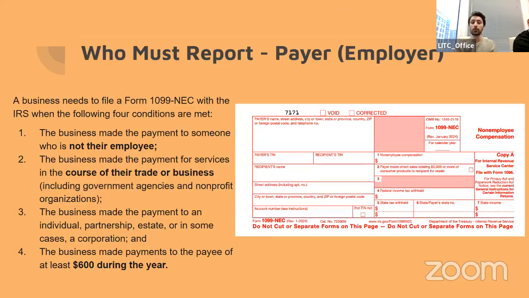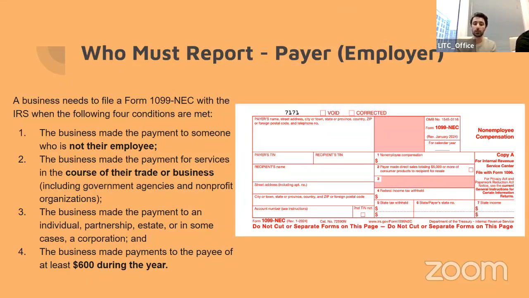So who must report? There's two levels to this. There is the payer, who we would think of as the employer, and they need to submit a 1099-NEC. They need to report this when a business is making a payment to somebody who is not their direct employee. They need to be making this for a payment through the course of trade or business, and it can be made to anybody, an individual, partnership, estate, etc. And they need to make a report on this if they pay out at least $600 a year to the payee.